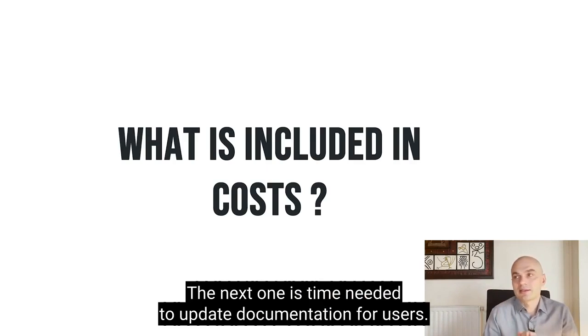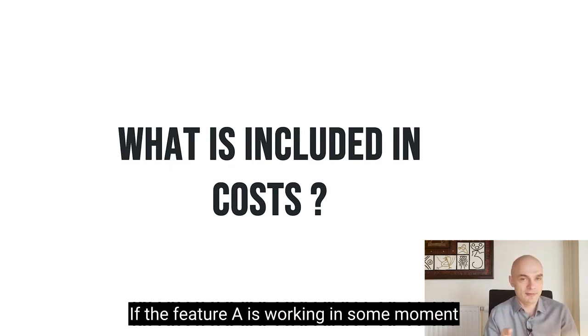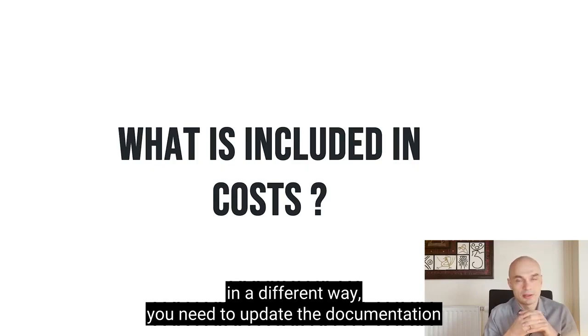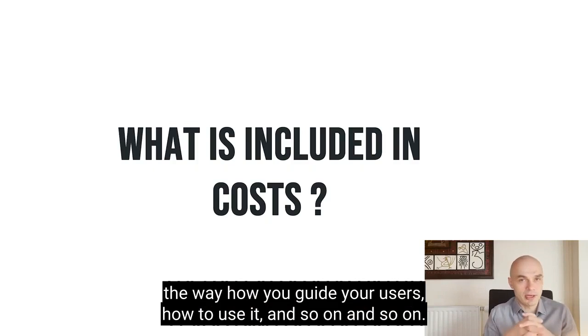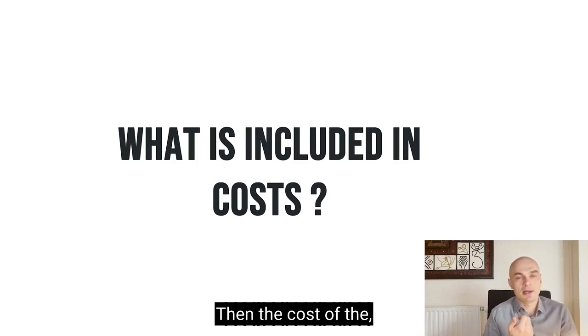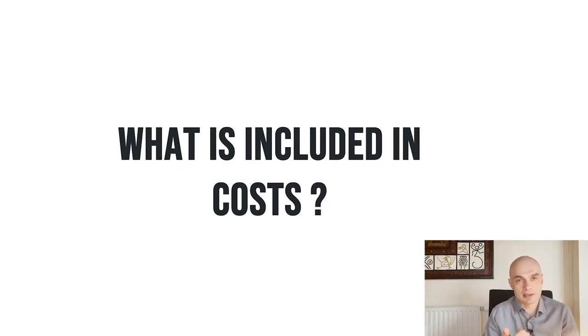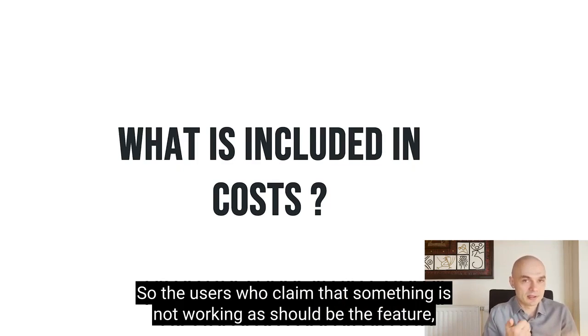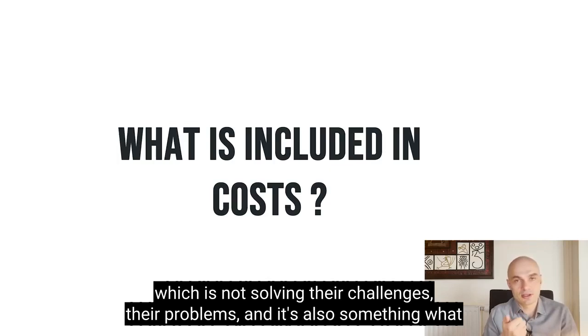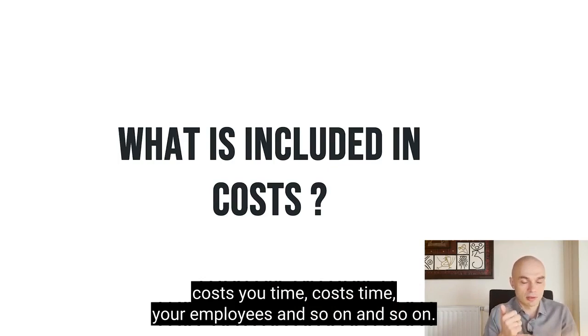The next one is the time needed to update documentation for users. If feature A is suddenly working in a different way, you need to update the documentation, the way you guide your users on how to use it, and so on. Then the cost of what we call bad feedback. Users claim that something is not working as it should, that the feature is not solving their challenges and problems, and it also costs time for your employees, and so on.